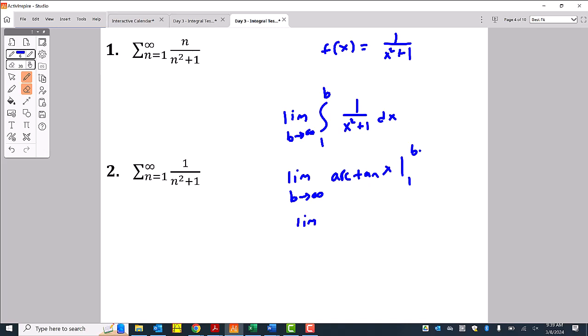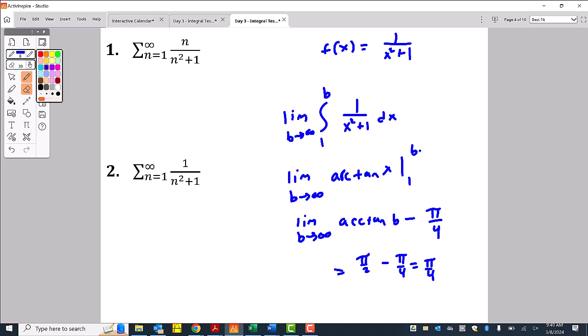Plug in the upper and lower bounds. What is arctangent of 1? Well, that's pi over 4. We know that. And then as b goes to infinity, we saw this in the improper integrals unit. Arctangent is going to go to pi over 2. So that's going to be pi over 2 minus pi over 4, which equals pi over 4. All right. Nothing too crazy there. So our integral went to pi over 4.